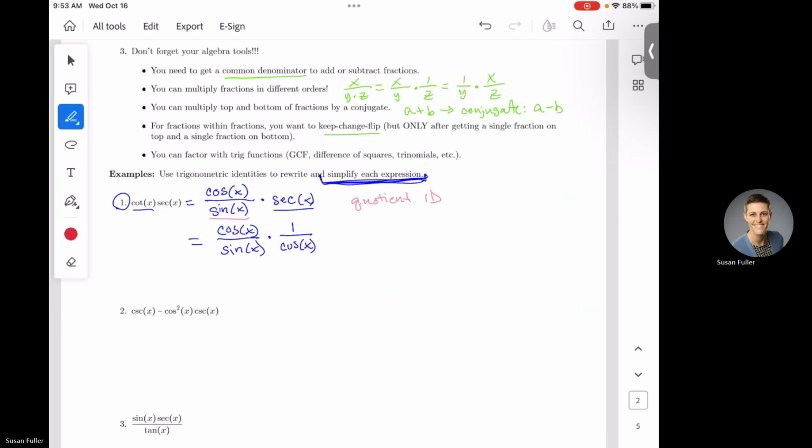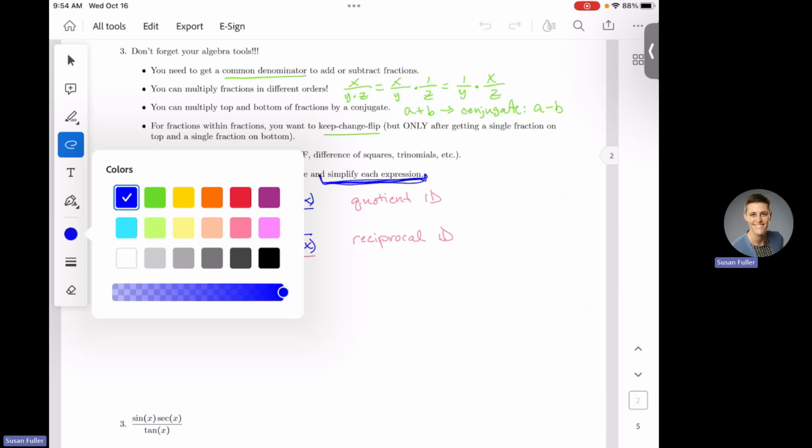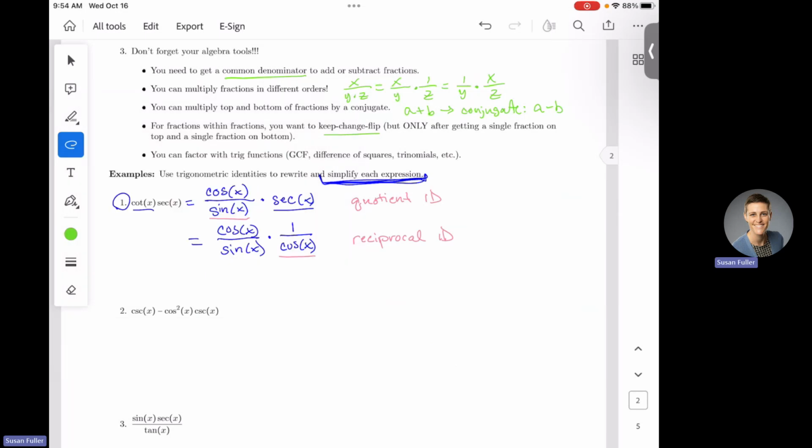Okay. So now here's where it gets harder. We've turned everything into sines and cosines, and now we're just looking to algebra this to try to get something to simplify. So it will be simplified when you've combined things or canceled things. So let's see if we can combine or cancel anything. What do you see? Yeah, I have a cosine on the top and a cosine on the bottom. And those are connected only by multiplication, which means cancel them.